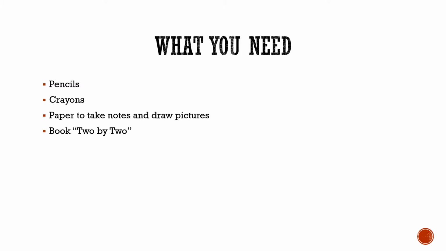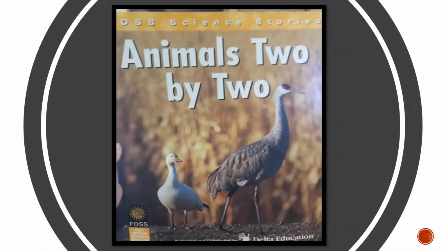Okay, so today all you're going to need is just some pencils or crayons, markers or pens if you would like, some paper to take notes and draw pictures, and of course our book 2 by 2. So go ahead and get out that book that you received last week. Remember, this book is going to be used for our month-long study on different animals, going 2 by 2. So today we're going to take a look at this book.